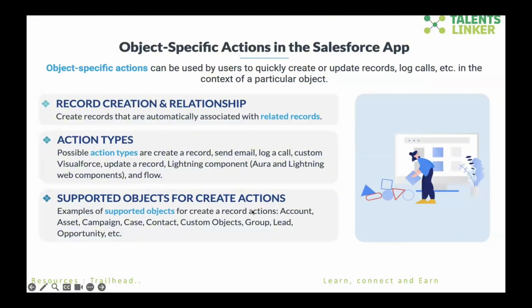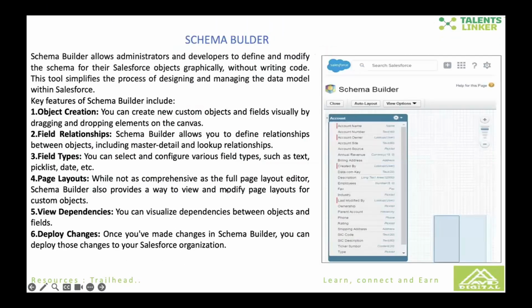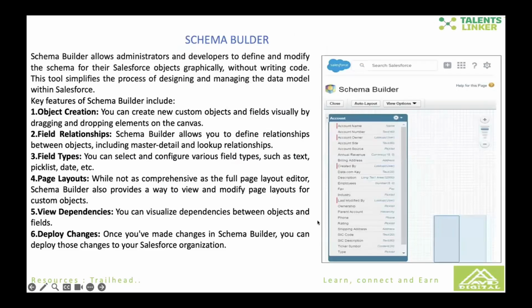Supported objects for creating action. Examples of supported objects for the create a record action: account, campaign, case, contact, custom object, group lead, and opportunity. Object-specific action now. You go to setup. From setup, you go to object manager. Then from object manager, you will see button, link, and action. When you click on this, you can actually create a new action button for object-specific action.